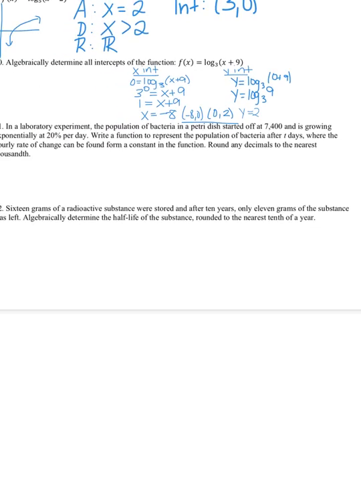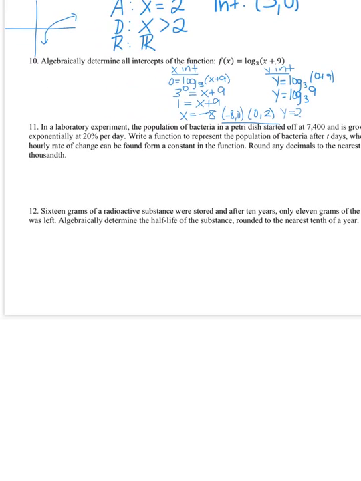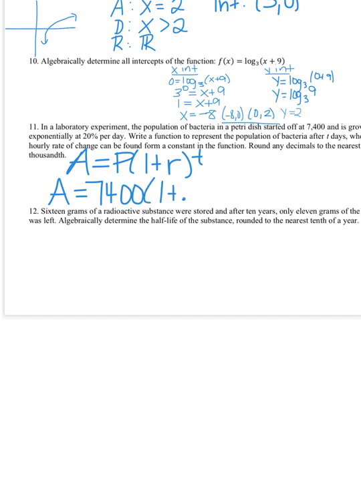For number 11, in a lab experiment, so from here down we have all the word problems. So you need to know those 5 equations. For number 11, we have the population of bacteria is growing. So that's an exponential growth, right? So it's starting off at 7,400. So that goes in for P. And it's growing 20% per day. So 1.20, and T is in days.